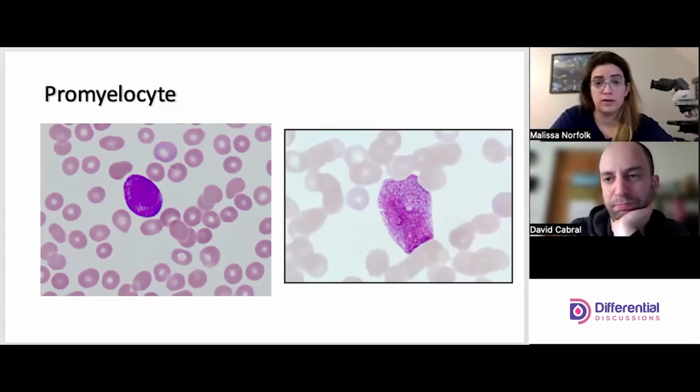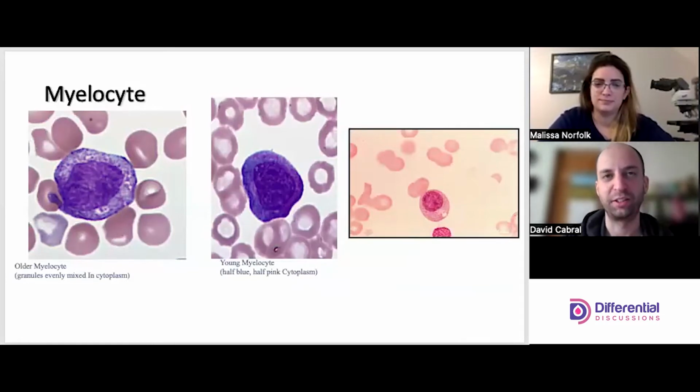Cool. And then just for completeness, the granules now contain myeloperoxidase. So those are the primary granules that have the oxygen-dependent killing capacity that the neutrophils will have. All right, next stage, myelocyte.